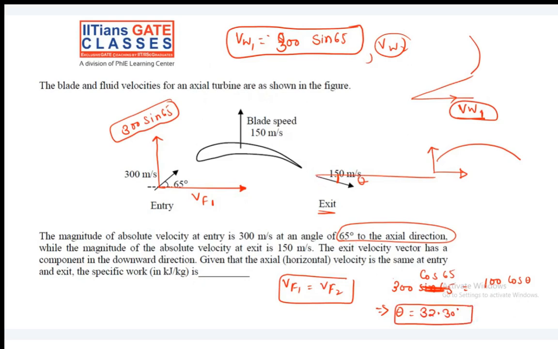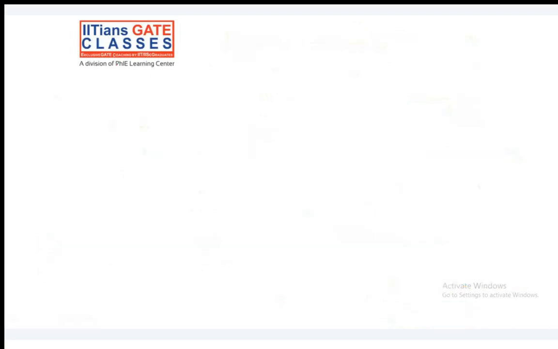Now I can find out the value of Vw2. Vw2 is in this direction, and the Vw2 value is 150 multiplied by, this was cos, so this is sine 32.30. So Vw2 value is 150 into sine 32. Solve these two, and now you can find out the specific work done.